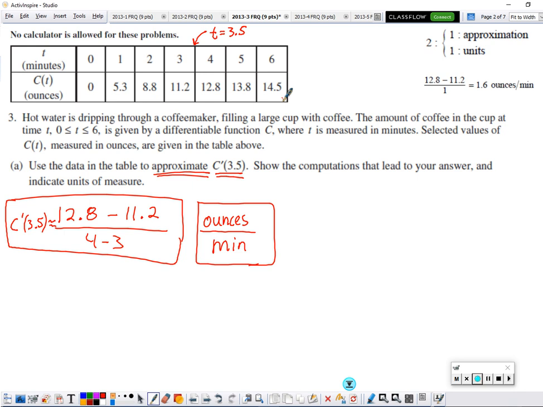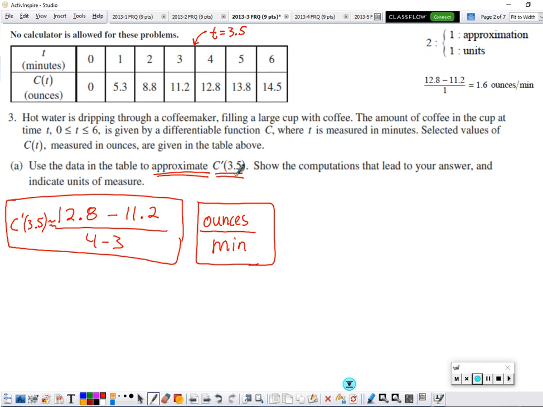If you have both boxes here, because units were required on this one, you get 2 points. Again, don't be lenient with yourself. If you have both boxes, you get 2 points. If you want to approximate an instantaneous rate of change, do that by calculating an average rate of change. So it's like the straight line. Instantaneous rate of change means tangent slope. Average rate of change means secant slope. So you're approximating a tangent slope via a secant slope.